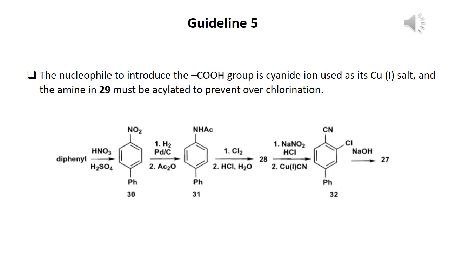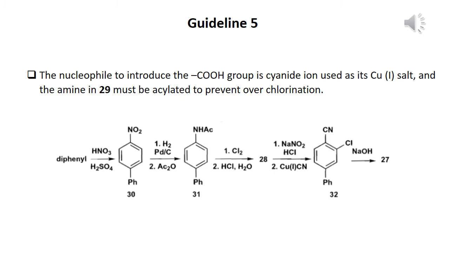Actually we have done the reduction and then acylation, because we need a protected amino group, otherwise it will interfere in the further reactions. Then we have done the chlorination using HCl and water, and we got 28, and then we have done the diazotization. What are we doing in 28?